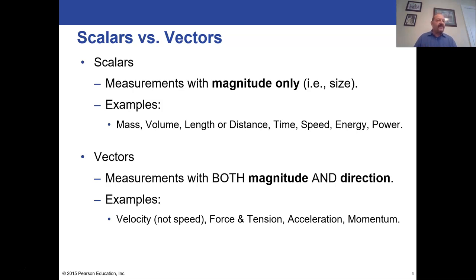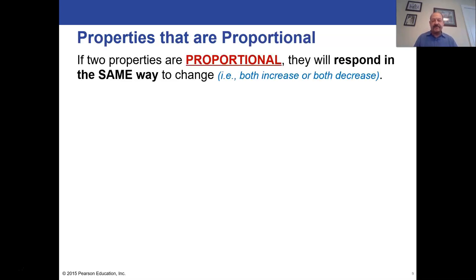Momentum. Momentum has to do with how much mass you have and how much velocity you have. And since it has velocity as a component, it also has direction. Your momentum's in this direction. Your momentum's in that direction. So these are vector measurements, vector properties.